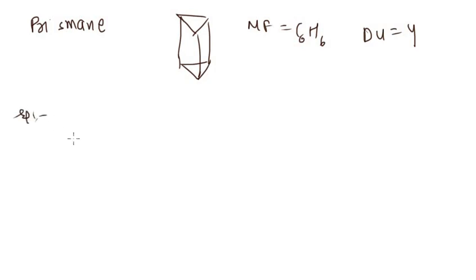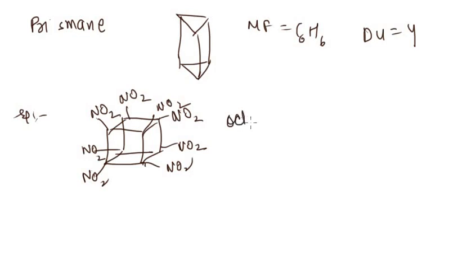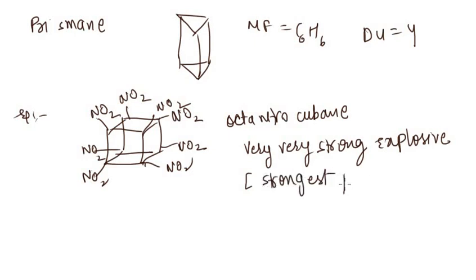Now let's talk about a very strong explosive compound. Here NO2, NO2, NO2, NO2, NO2, NO2, NO2, NO2. So it is octanitrocubane. 8 NO2 groups. It is a very strong explosive. It is the strongest explosive known yet.